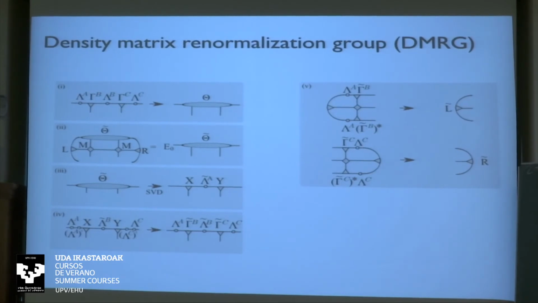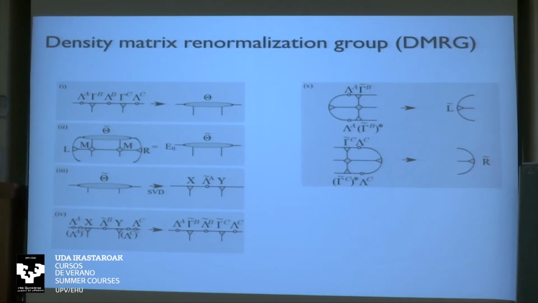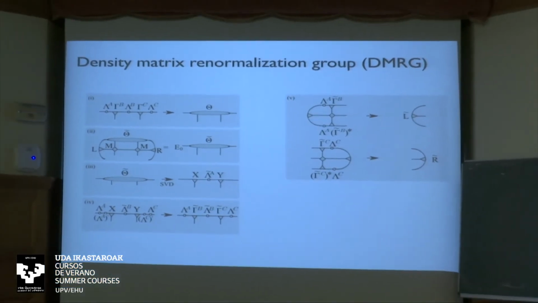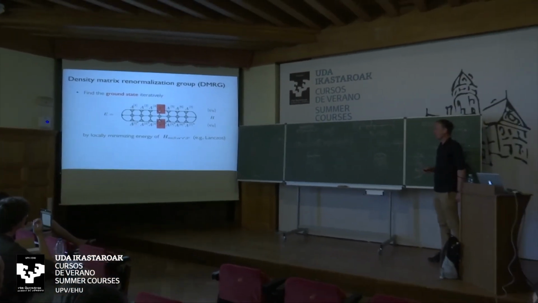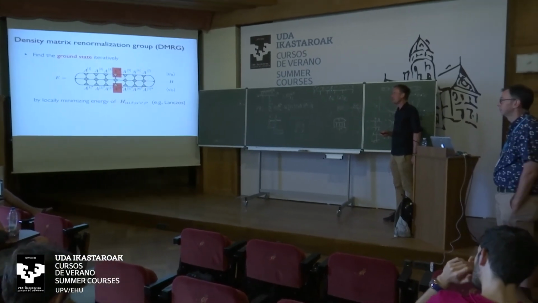I think you went very fast over the DMRG algorithm. Can you just slowly repeat that part? Well, I realized that this was too fast to understand all the details. I just wanted to give you the main idea.